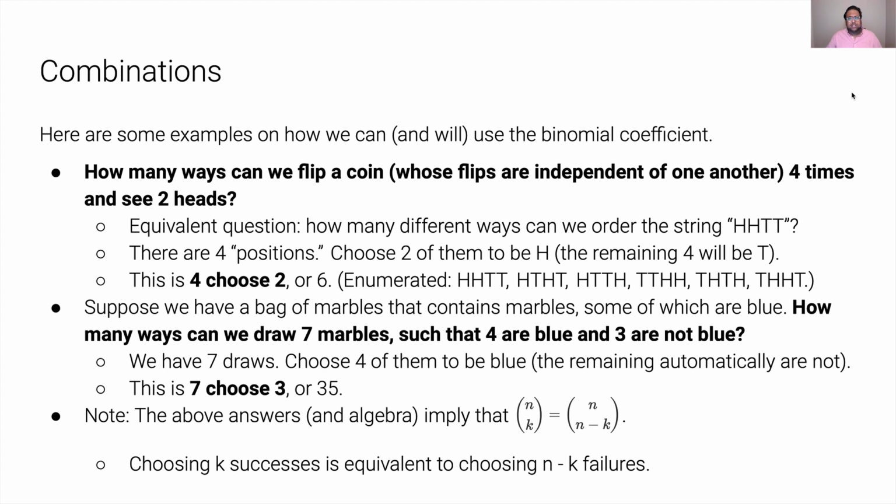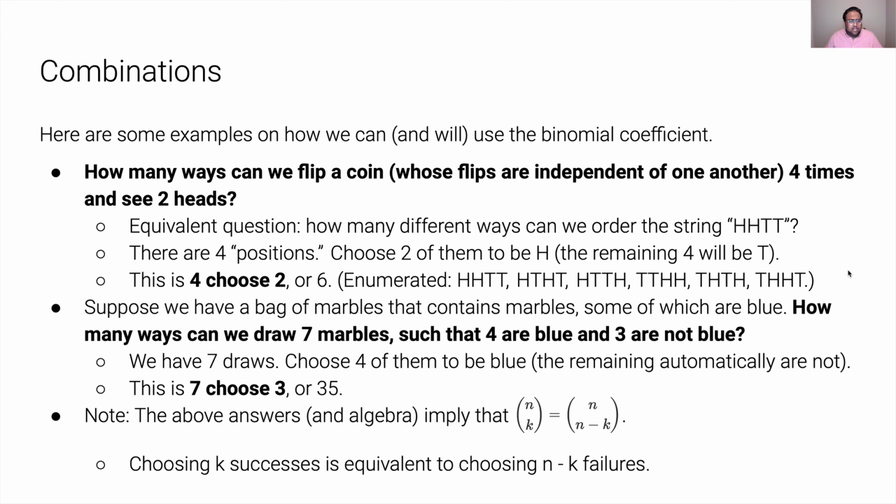One way to think about this is that we have 4 positions, right? Because we have 4 flips. What we want to do is choose 2 of these positions to contain a heads. And by default, the other 2 will contain whatever's not a heads, which is a tail. So we can use 4 choose 2 to determine the number of ways we can flip a coin 4 times and see 2 heads. And if you don't believe me, here they are enumerated, right? We have head, head, tail, tail, head, tail, and so on and so forth. There are 6 of them, and that is 4 choose 2.